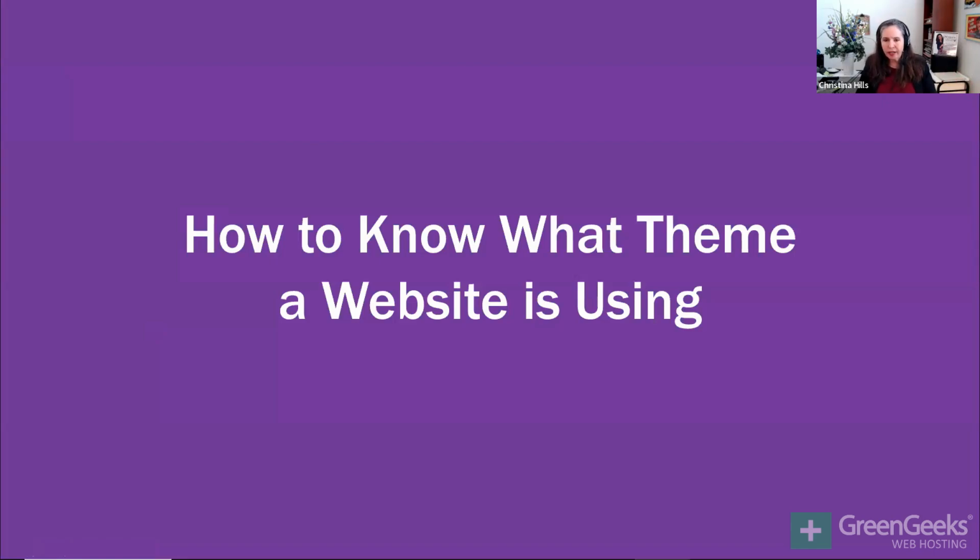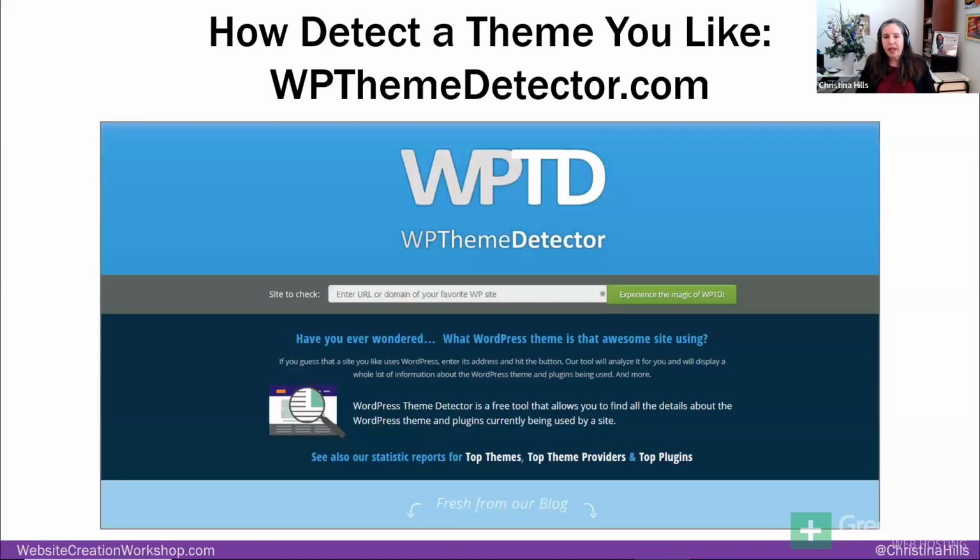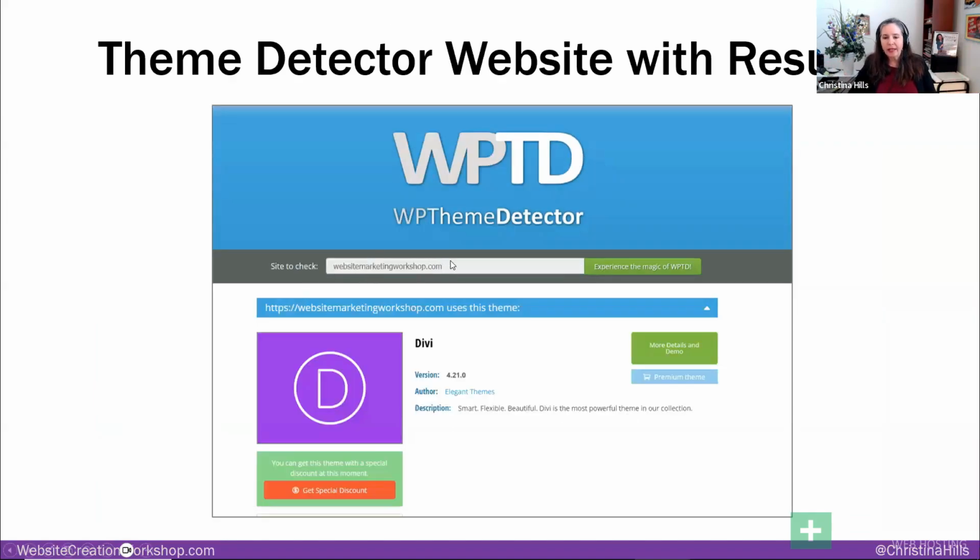All right, so now here's another tip. And this one, you're going to want to write down this URL. How to know what theme a website is using. And this website, wpthemedetector.com, it's free. You'll want to write this down, wpthemedetector.com. You go there, you put in the URL of a site you've seen. So any site, anybody's site, any site on the internet, if it's a WordPress site, you put in the URL and then it will let you know what theme it's using. It'll also show you what plugins that website uses.